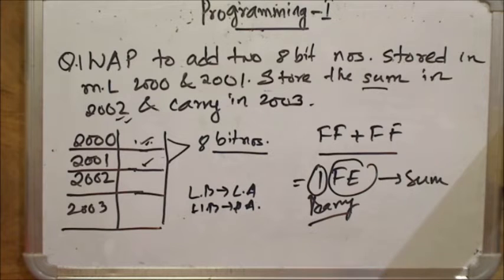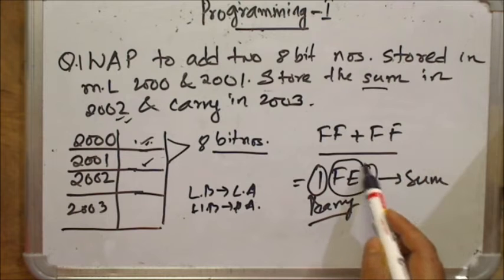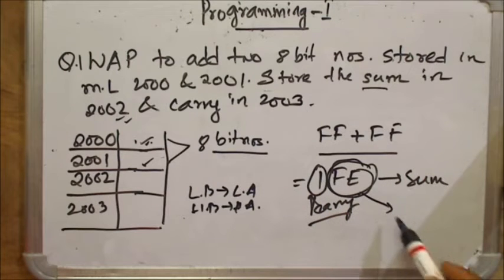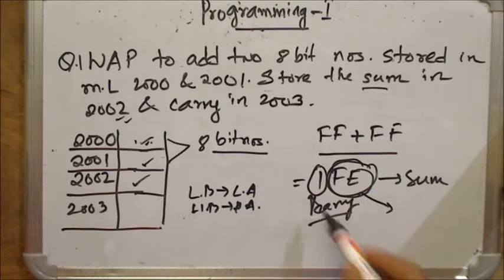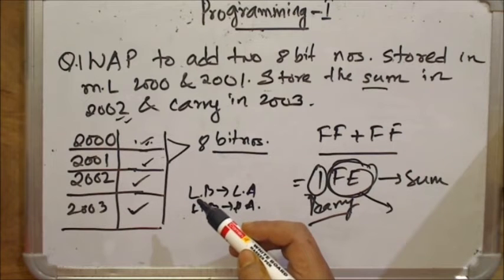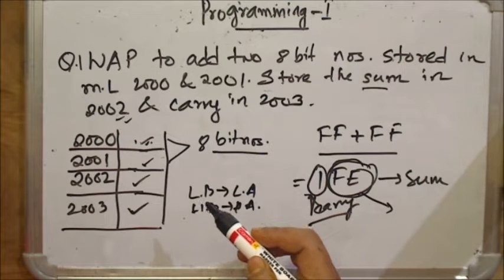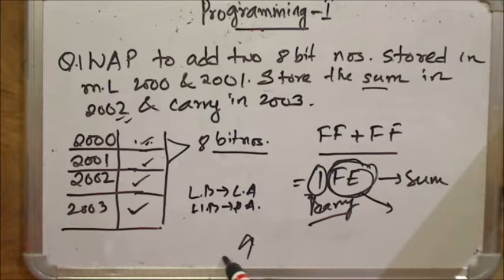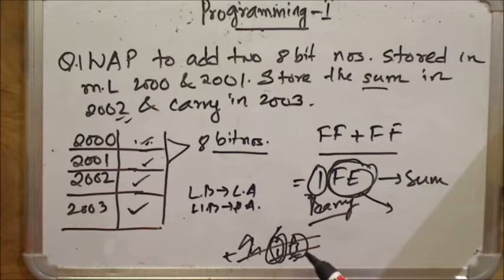So which is the lower byte here? FE is the lower byte, so it should be stored in 2002. And which is the higher byte? 1. It should be stored in 2003. Suppose you are adding 9 plus 4, 13. The 3 is the ones place and the 1 is the tens place. So this is the lower byte and this is the higher byte. The lower byte should be stored at the lower address and the higher byte should be stored in the higher address. Understood?